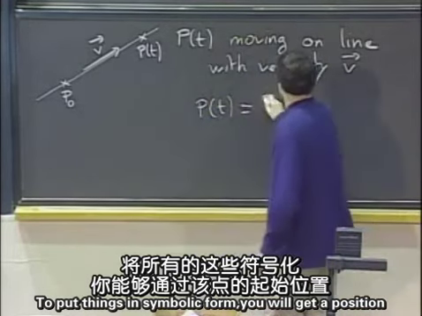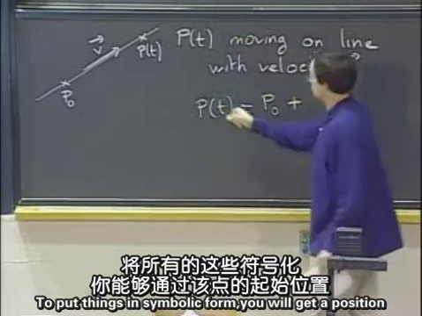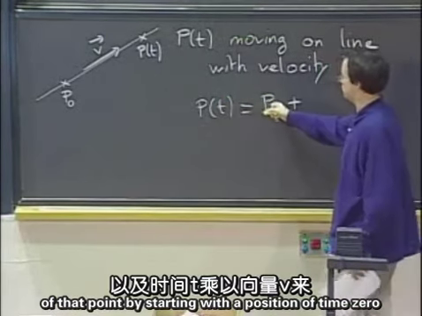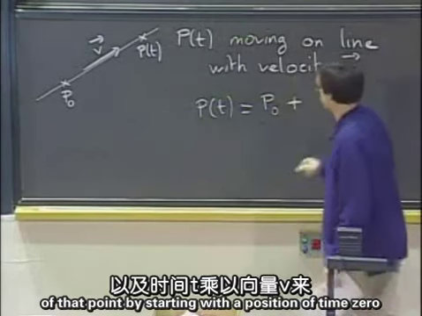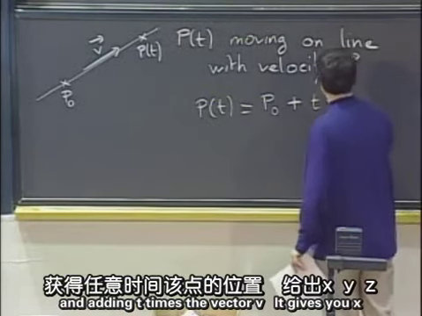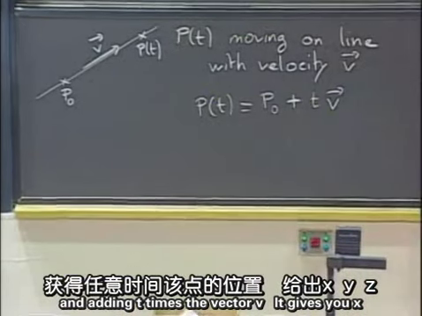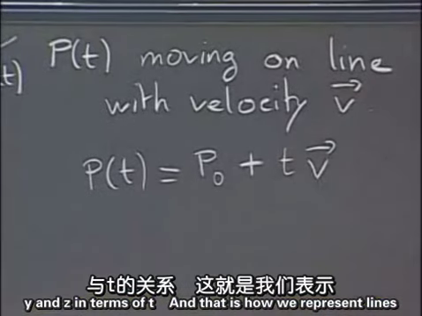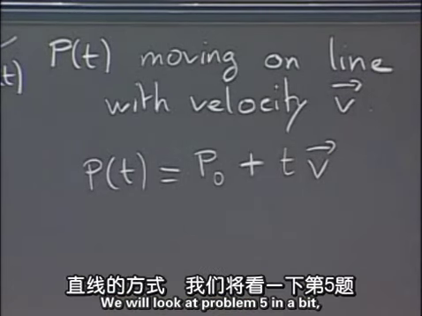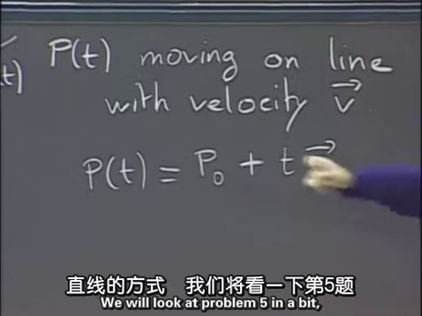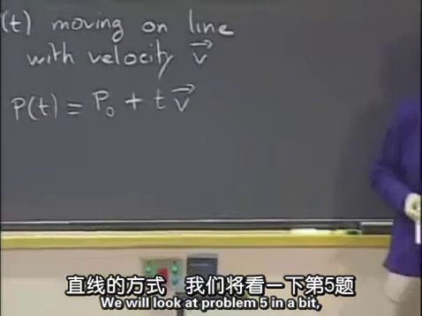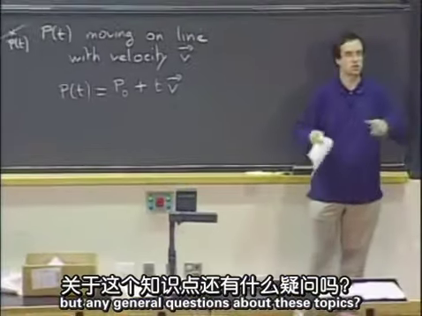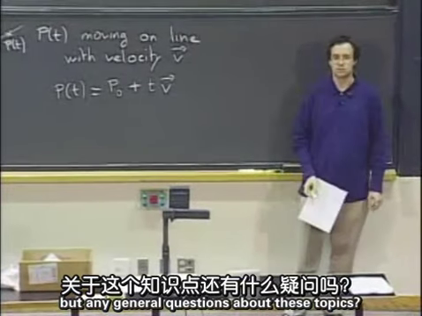To put things in symbolic form, you'll get the position of that point by starting with a position at time 0 and adding t times the vector v. So that gives you x, y, and z in terms of t. And that's how we represent lines. Okay, so we'll look at problem 5 in a bit, but any general questions about these topics?